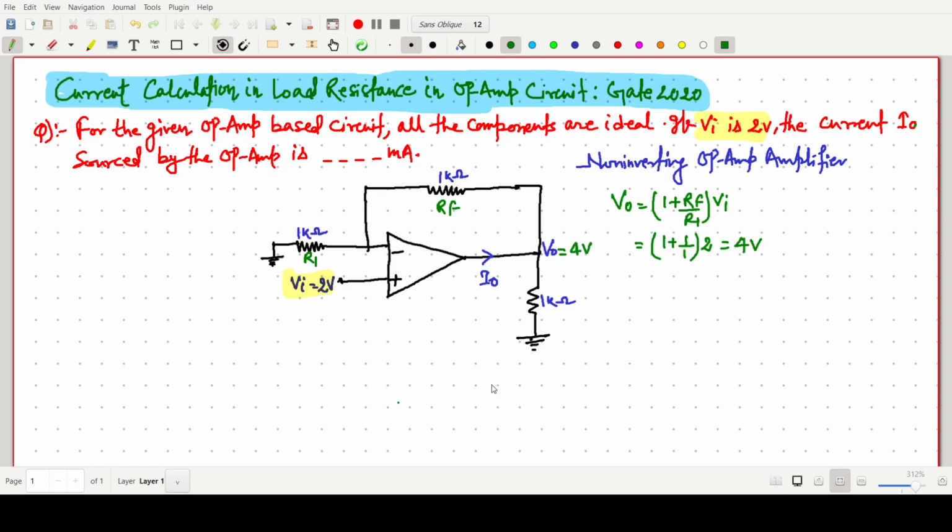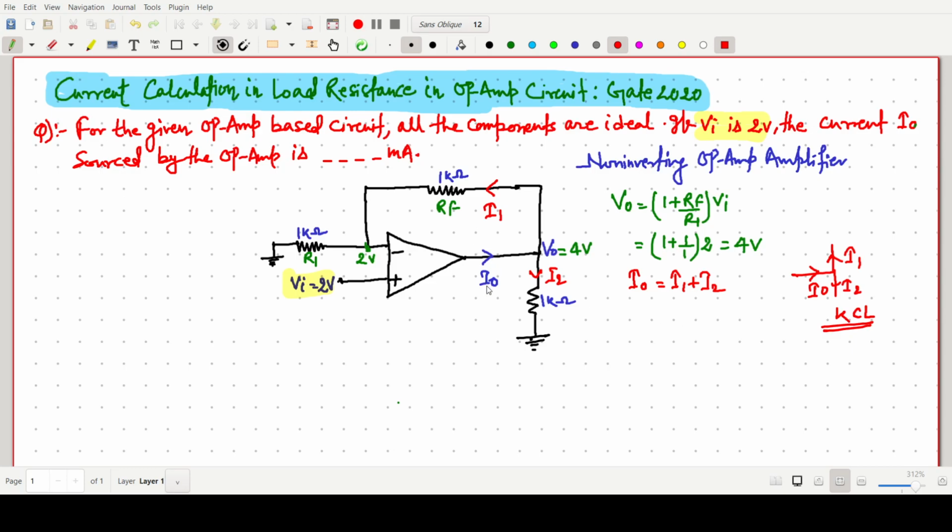Now we have to find this I naught, and due to the virtual ground concept we can say this voltage will be 2 volt. Yes or no? Now we can say this current is I1 and this one is I2. We have to find the value of I naught, which is basically I1 plus I2. Total incoming current equals total outgoing, simple Kirchhoff's current law.